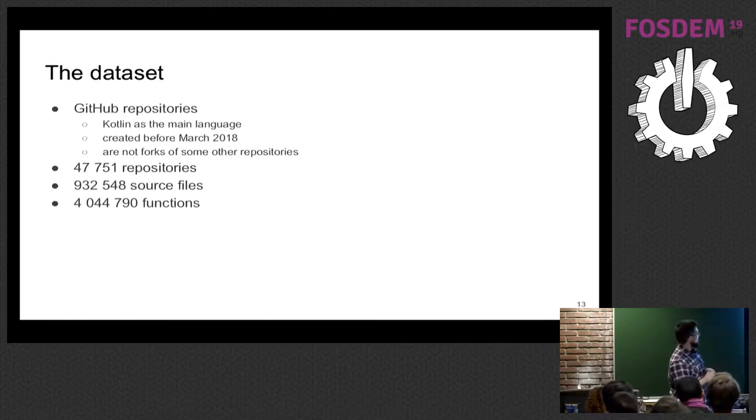We removed the duplicates, and that left us with about 4 million functions and, well, 9,030,000 lines of code, source files. We decided, in these initial experiments, to stick with functions as our analysis level. Well, that was a design choice.